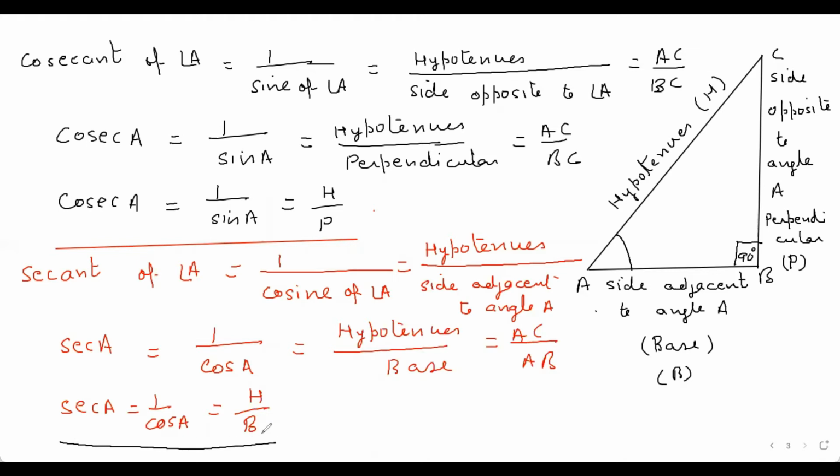Sec A and cos A, they are reciprocal of each other. Sec A can be written as 1 over cos A. Similarly, cosec A can be written as 1 over sine A, and sine A can be written as 1 over cosec A. On the next page, I am going to explain cotangent A.